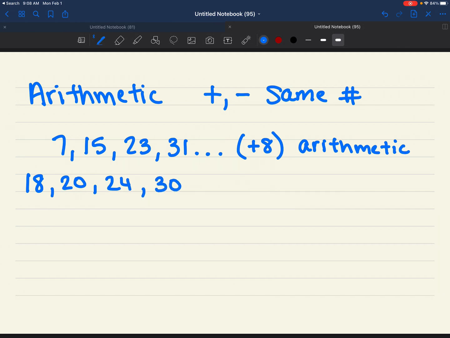What about 18, 20, 24, 30? No. Why? Because it's plus 2, plus 4, plus 6. Okay, so this would be not arithmetic. Or on your work today, you could just say neither.